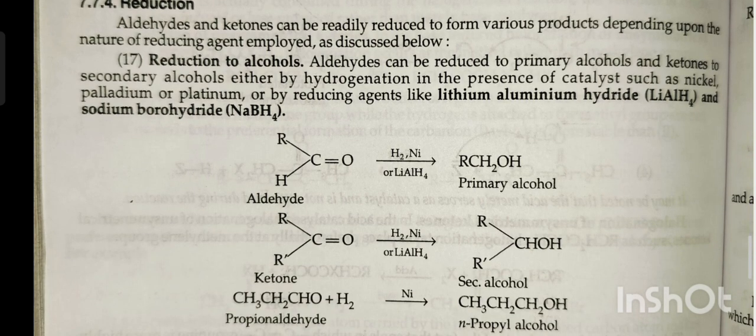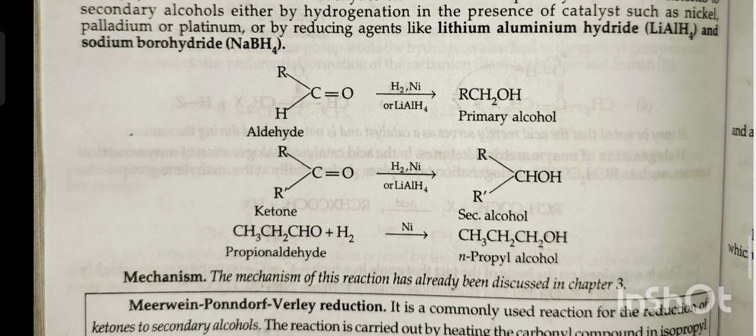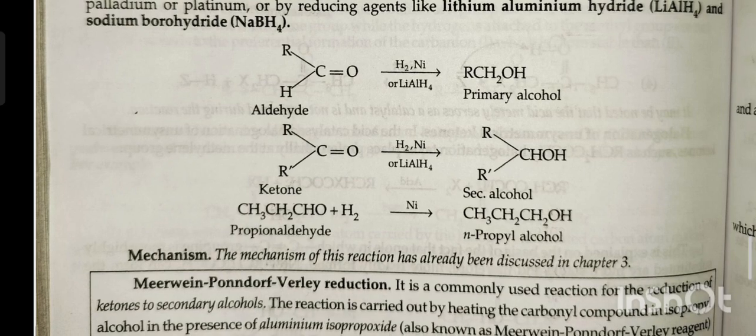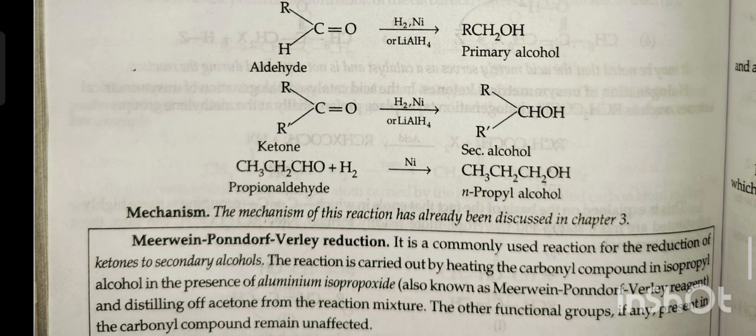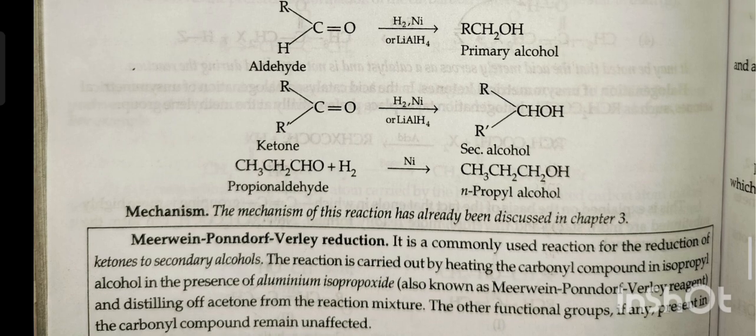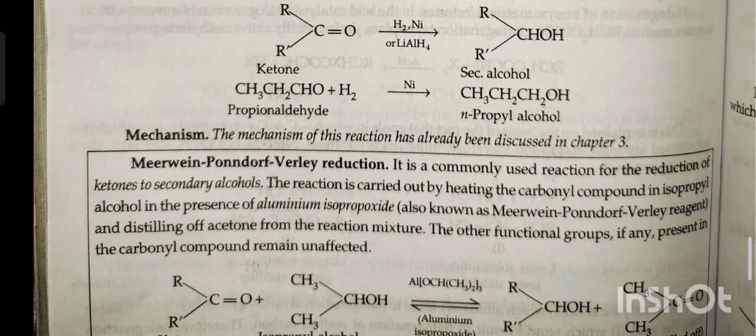Aldehyde in the presence of hydrogen and nickel, or lithium aluminium hydride, gives primary alcohol. Ketone gives secondary alcohol. Propanal gives n-propyl alcohol. Mechanism. The mechanism of this reaction has already been discussed in chapter 3.